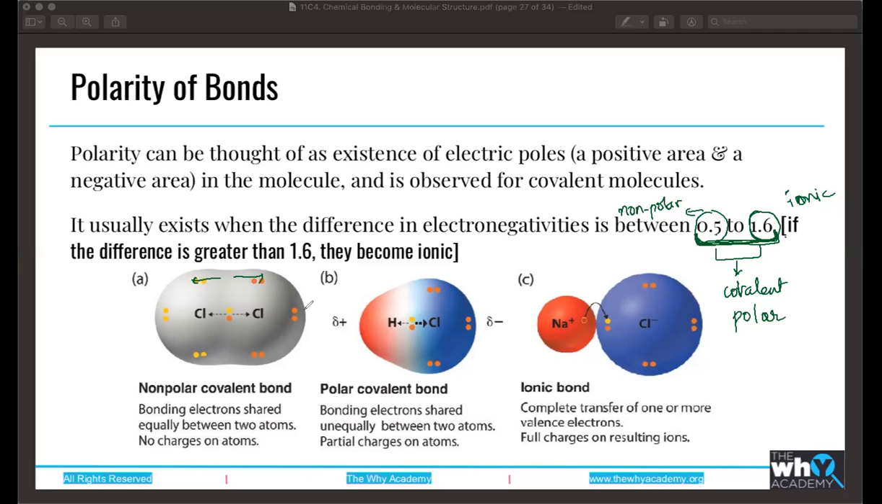When electrons are shared equally, charge is equally distributed throughout, so there is no question of polarity. If they are shared unequally, you have partial charges on either side. And in the case of an ionic bond, there is complete transfer of the electrons, so you don't talk about polarity of bonds in that case. It's just a positive charge and a negative charge. It's not a dipole. You have a single pole of positive charge and a single pole of negative charge. This is the thing.